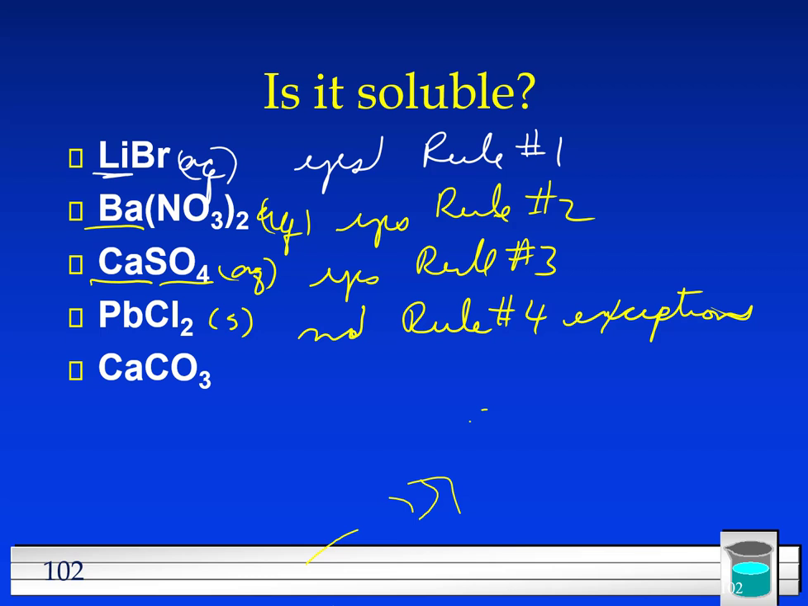So it would dissolve because of the chloride, but lead is an exception to that, so it won't dissolve. It's going to be a solid. So I put a solid next to it because chloride with lead makes a solid. If you read Rule 4, that's what it says. What about CaCO3?